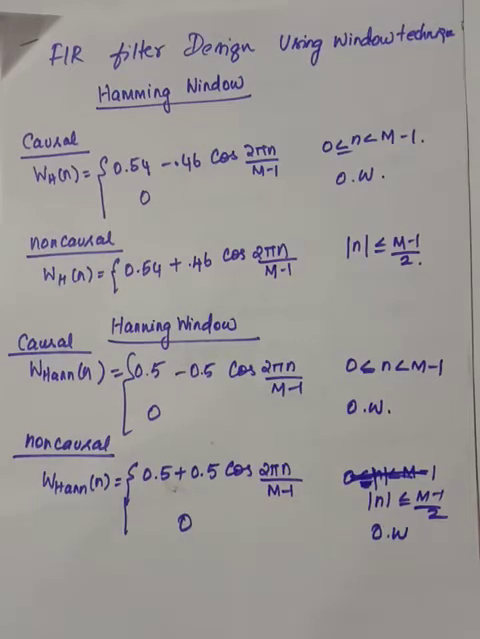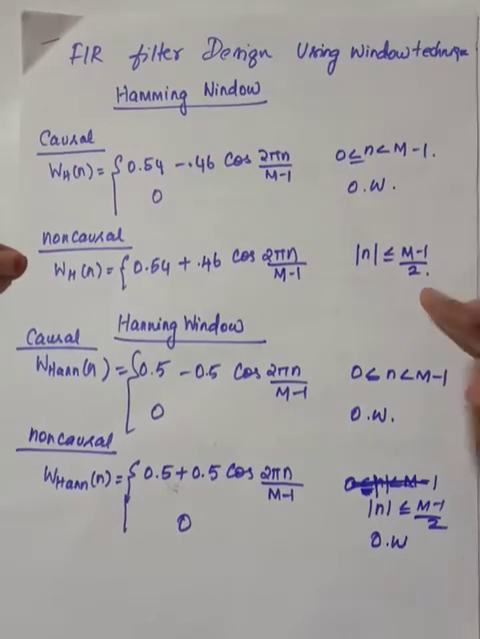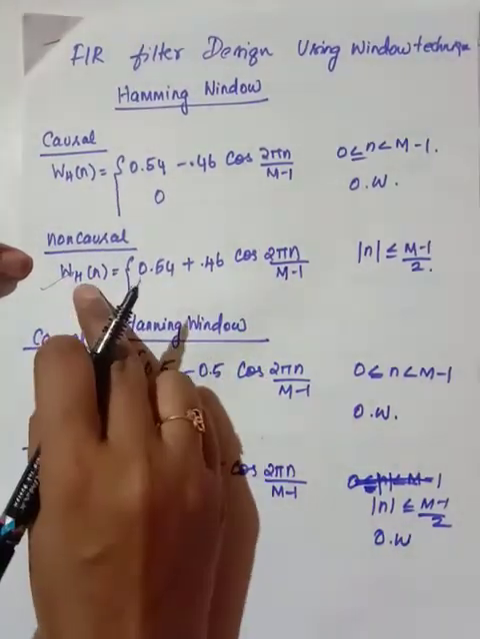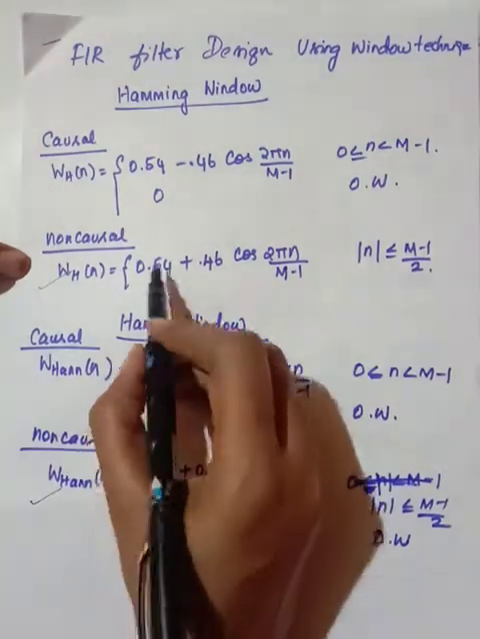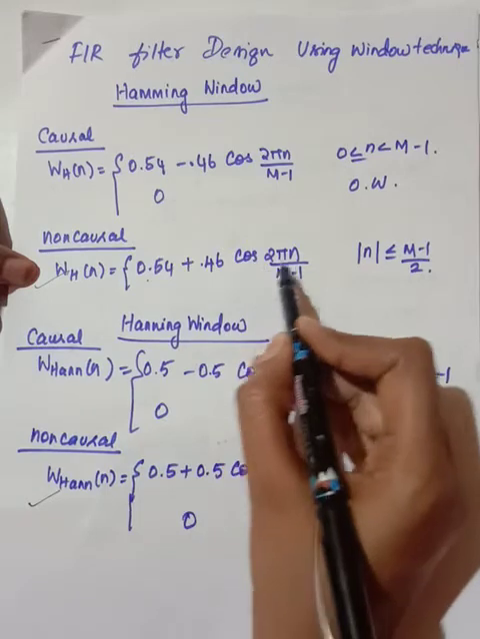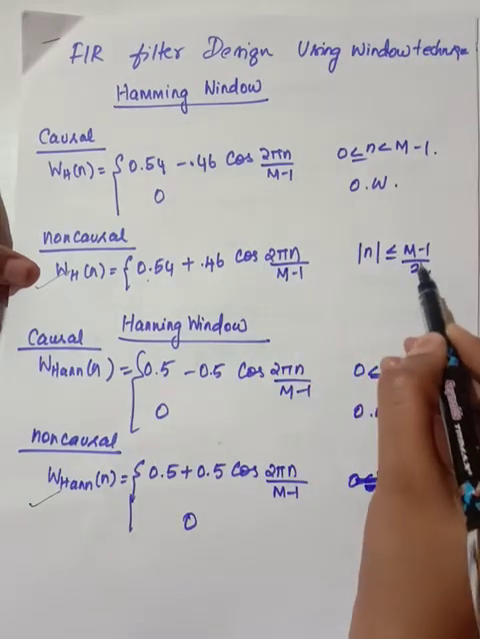Hi students, in this video we are going to discuss FIR filter design using the window technique. Already we have derived the expression for w_H(n), the Hamming window and Hanning window. Here we know that it is 0.54 + 0.46 cos(2πn/(N-1)) for |n| ≤ (N-1)/2.